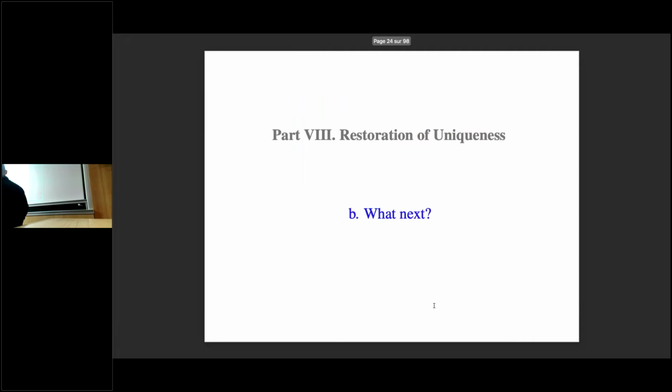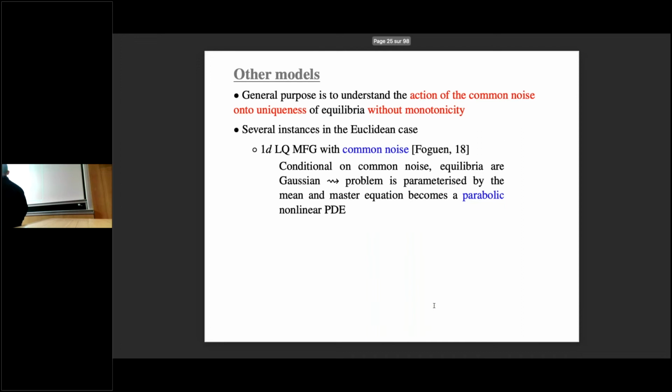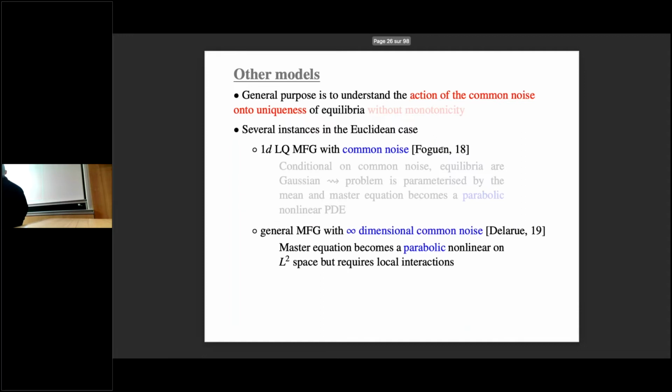one toy example where you can do many, many computations. So part of these results come from one paper of one PhD student of mine, Rinel Foggen. We did some restoration of uniqueness for this toy model and also some selection results, the one that I mentioned. As I told you, if you really want to see what could happen in infinite dimension, the problem is not closed. There remain plenty of questions, but by destroying the mean field structure of the game by working on the L2 spaces, you could prove some restoration of uniqueness result. I don't want to insist on this, but this is something that we can do.